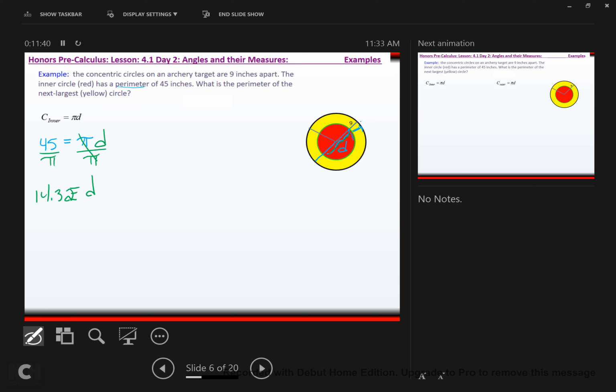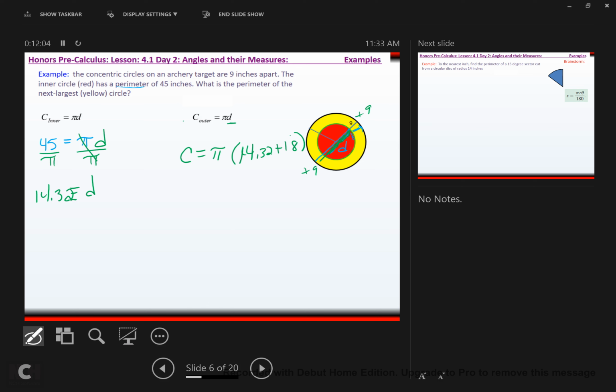Now I can use that, because what they want is the perimeter of the big one. So again, I'm looking for the circumference of the outer one. That's pi times its diameter. Isn't its diameter going to be the smaller one's diameter plus 9 on this side and plus 9 on this side? So isn't his diameter going to be the 14.32 plus 18? It is.